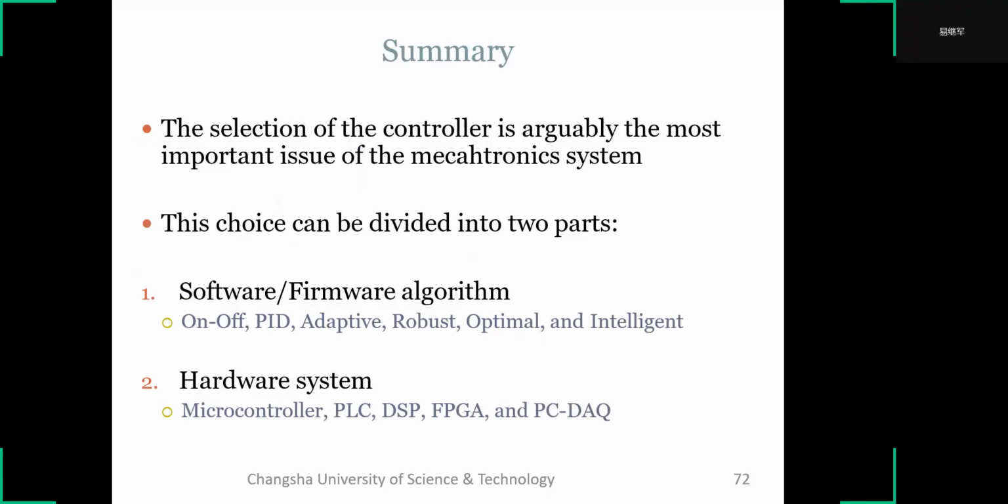Summary. The selection of a controller is arguably the most important issue of mechatronic systems. As we know, the important difference between mechatronic systems and non-mechatronic systems is that if a computer is included in the controller, we think it is a mechatronic system.